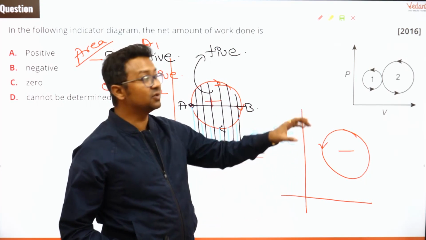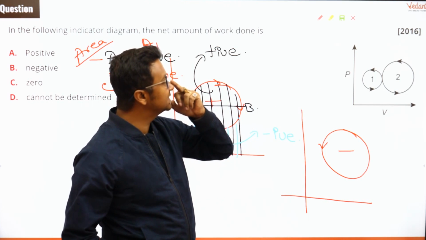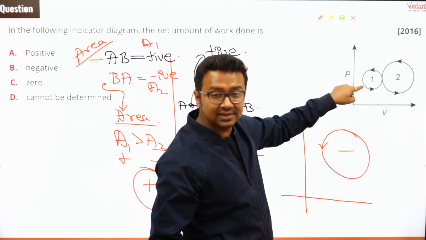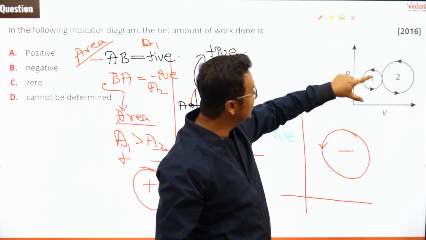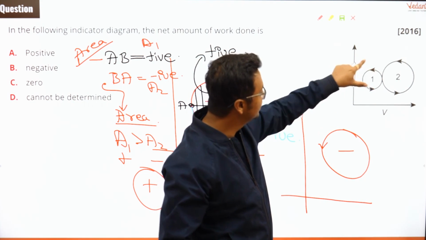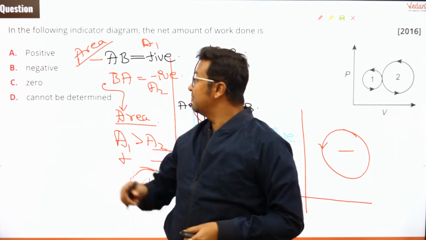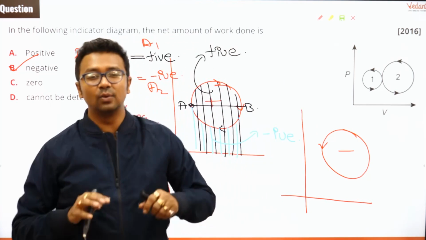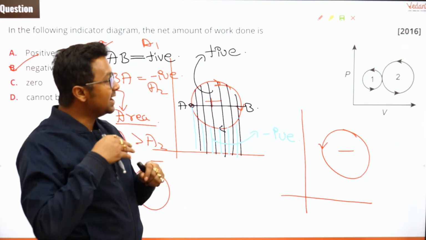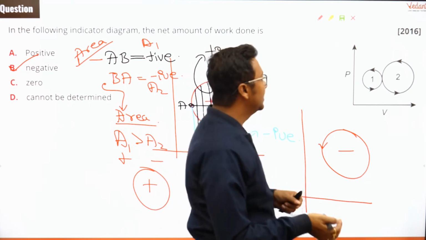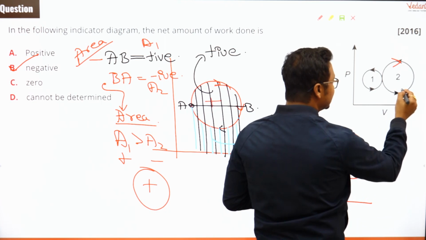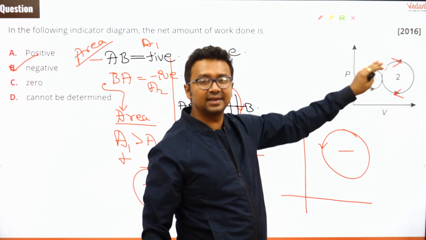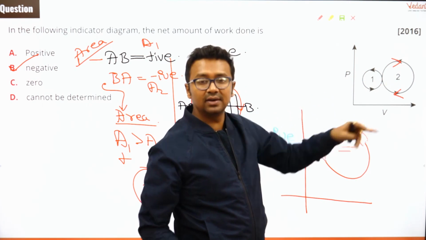Now using this information, we look at this problem which appeared in 2016. What do we see here? In both the cycles, kindly notice, it is anti-clockwise. If it is anti-clockwise in both the cycles, then the net amount of work done is definitely going to be negative. Hypothetically, if it was clockwise in this case and anti-clockwise in that, then since the area of the second circle is bigger than the area of the first circle, the net work done would be positive.